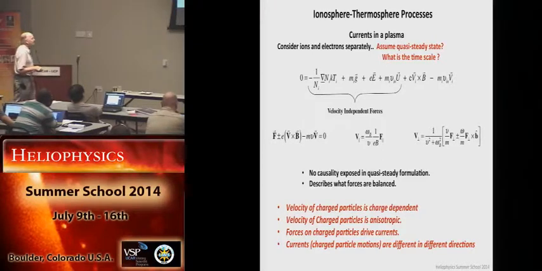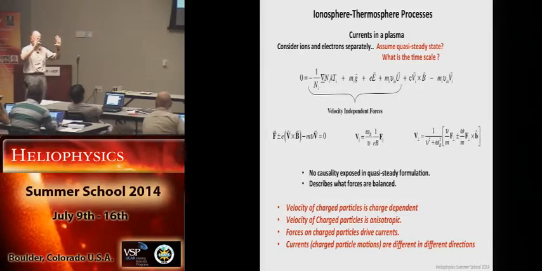Okay? So the other thing to remember, and this is very important, when you go to quasi-steady state and you look at this force balance, there's no causality exposed in these equations. Okay? There's no, this electric field right here produces this motion, or this pressure gradient produced this motion. No causality when you take out the d by dt term. It just tells you these forces have to be balanced. It doesn't tell you how that balance takes place. I'll come back to that, but that's a very important thing to remember.